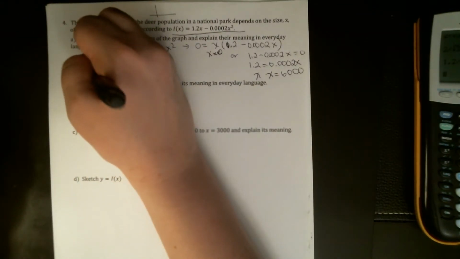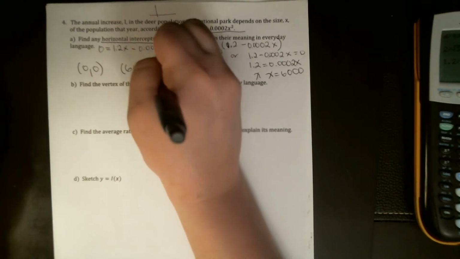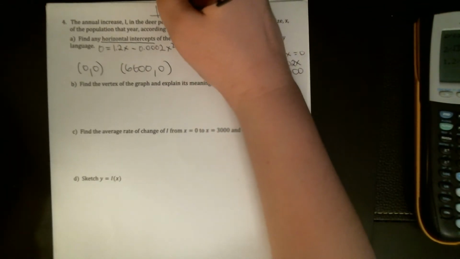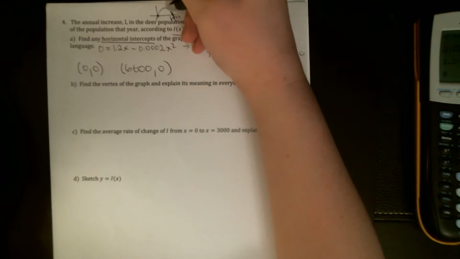Again, you want to remember that that means there are points. There's an x and a y coordinate to every intercept. So this graph will go through (0, 0) and (6,000, 0). So in my little sketch at the top, crossing the origin and here, and I know the function opens down, so I already have kind of a decent rough picture in my head of what this thing looks like.